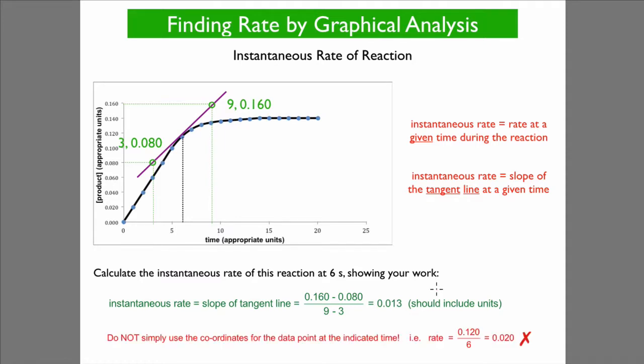Some people make the mistake of just using the coordinates of the data points at the indicated time. For example, somebody might go, it's at 6 seconds and it's about 0.12, so it must be 0.12 divided by 6. But there's no change there. Okay, so it can't be rate. So remember, make that tangent and use a purple pen if you have one.